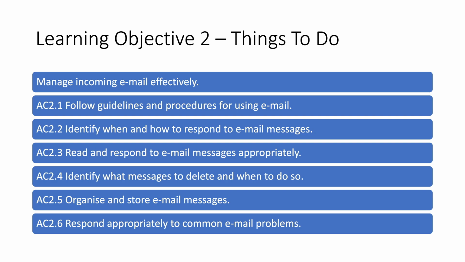Next, it says read and respond to email messages appropriately. If someone's telling you something professionally, you need to respond in a professional way. No laughing, no emojis, correct spelling, stuff like that. Identify what messages to delete and when to do so. Organize and store email messages. Respond appropriately to common email problems. So those are the learning objectives that we need to be able to meet or to hit in order to get our level 1 qualification.